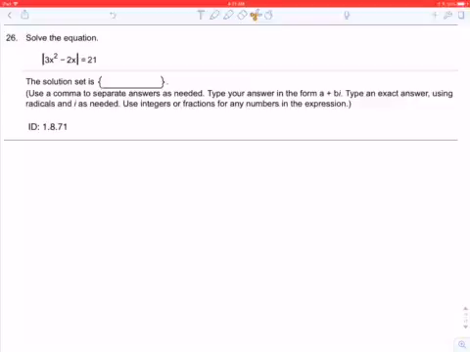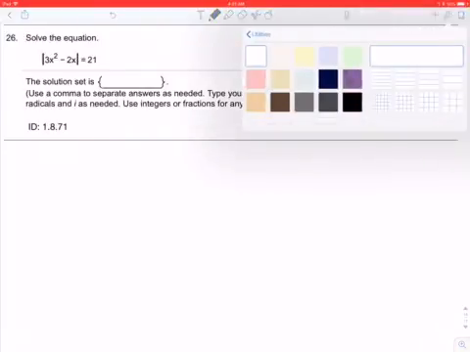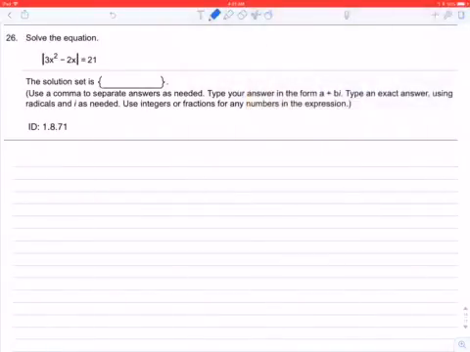It says solve the equation. Okay. So I think I did an earlier video on some of the special cases of absolute value equations and inequalities, so we're just going to move forward. You have to check out that video. So let's rewrite the original. We have the absolute value of 3x squared minus 2x is equal to 21.